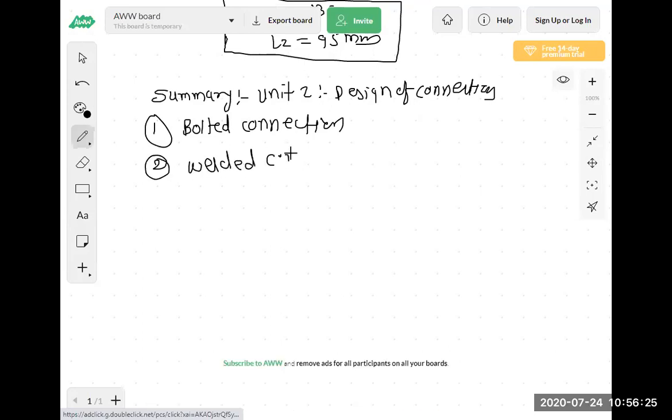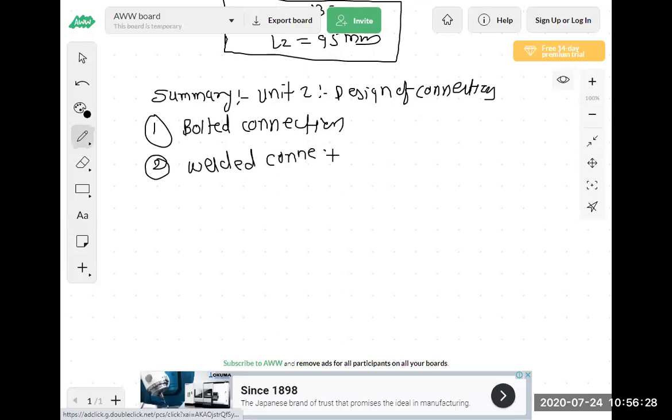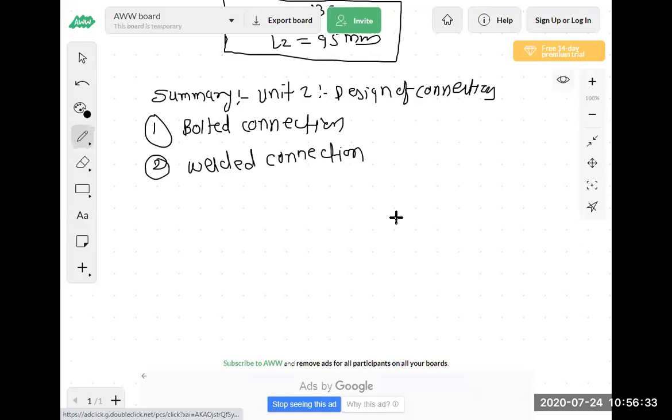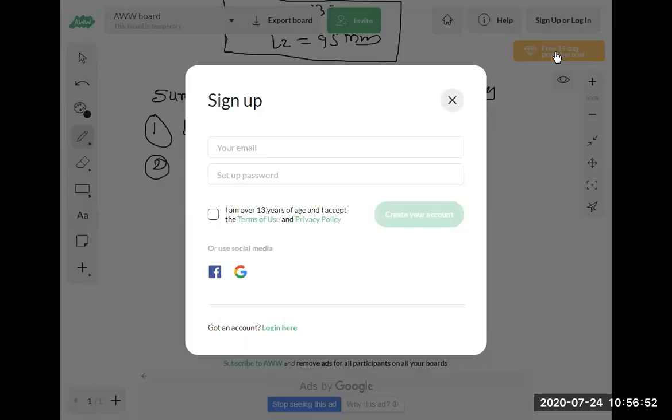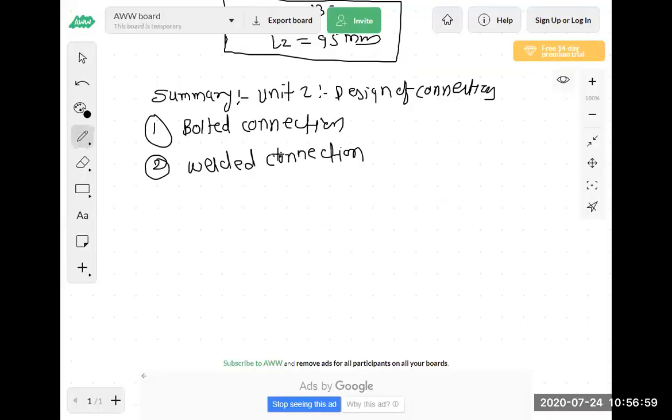In detail, because these two connections are generally used in the construction of steel structures nowadays. Majority, 99%; only 1% of the time we sometimes use the riveted connection. So we have learned these two connections.